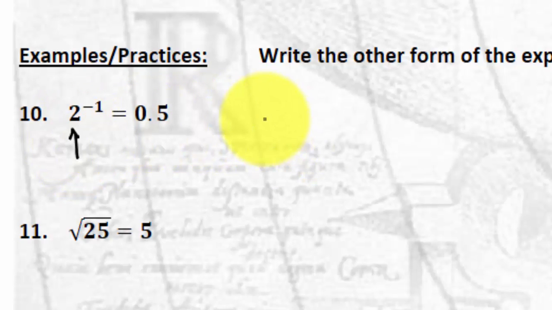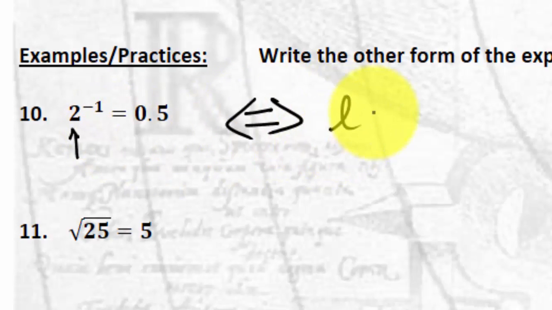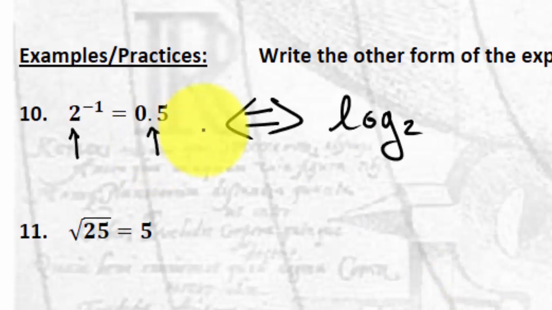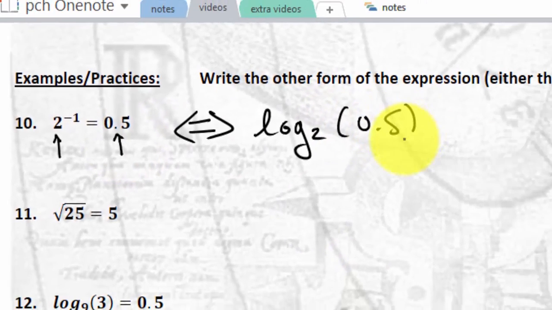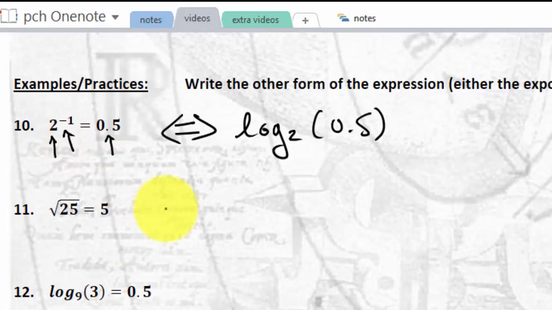Here's the exponent, therefore this is the exponential form, right? The log will have the same base. The base is 2. Then the output becomes the input, 0.5, and the input becomes the output. Here we go. That's it. These two forms are equivalent. Again, I start with the base.